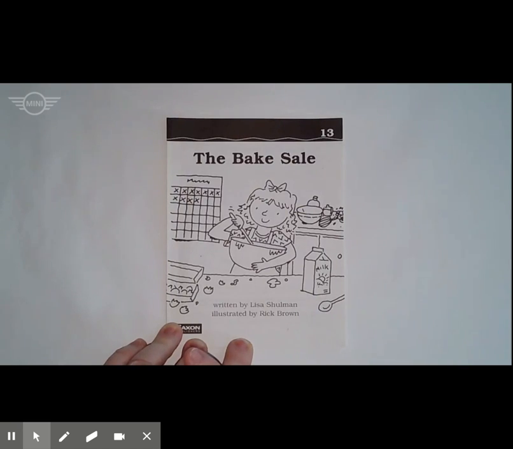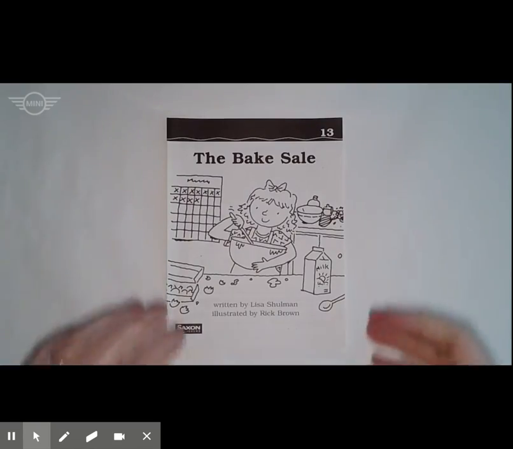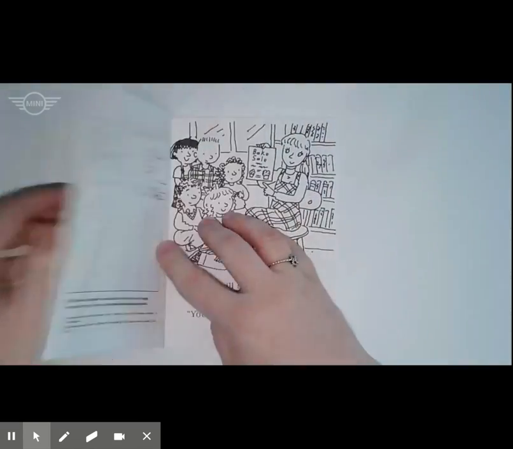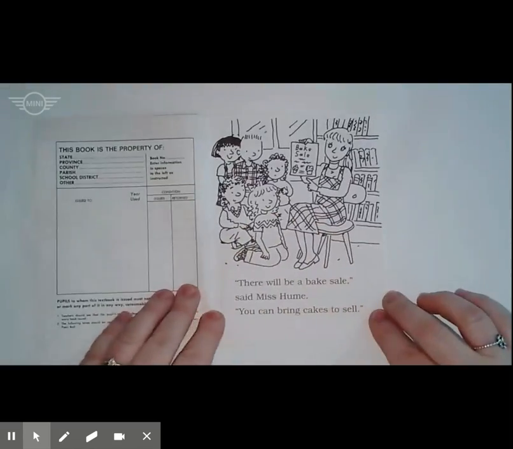And a sale is when you buy things. I can see in the picture, it looks like she's mixing things. There's eggs and milk and some other things back here. So she must be making something to eat. Let's find out what happens in the story called The Bake Sale.